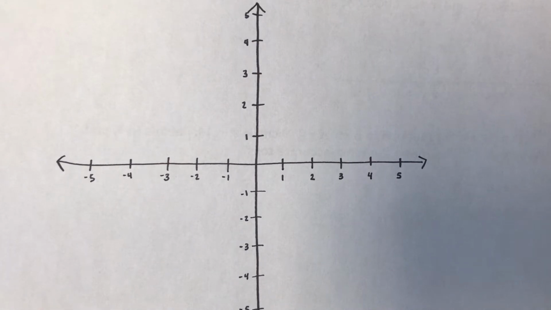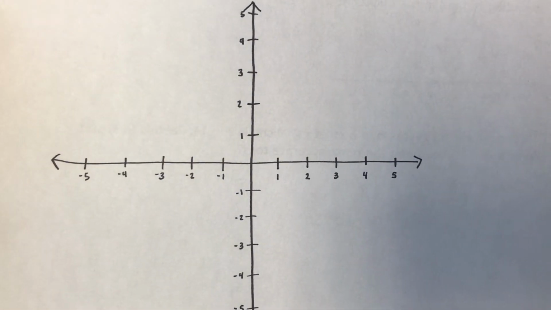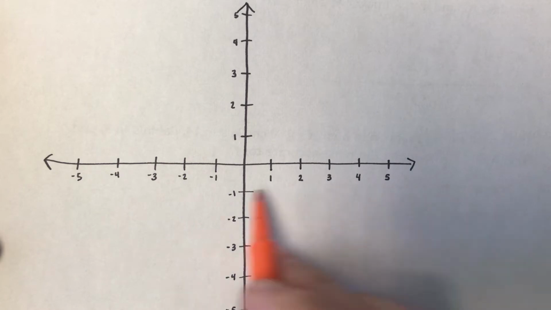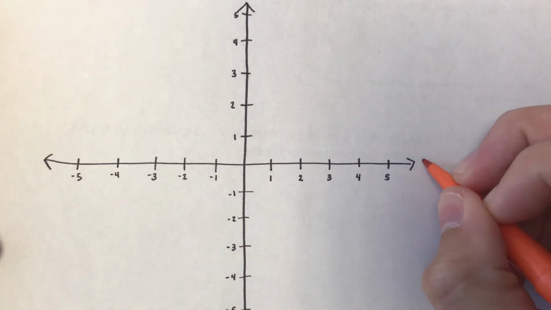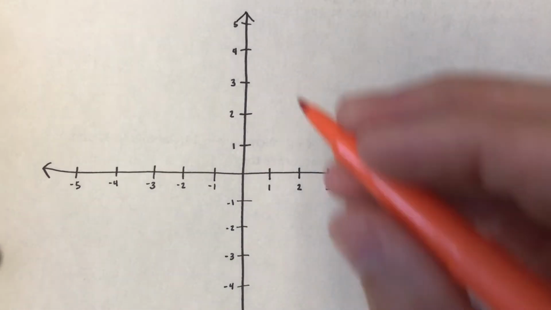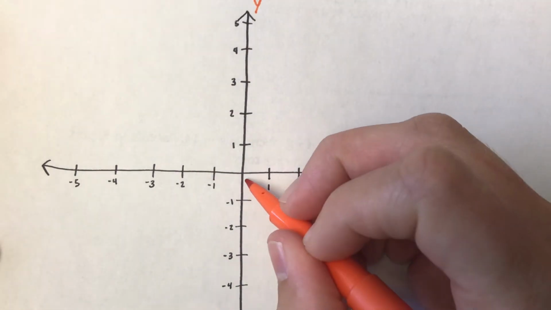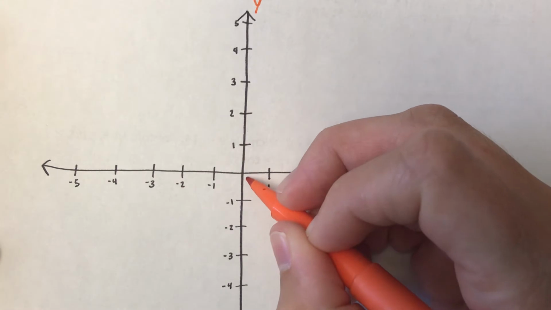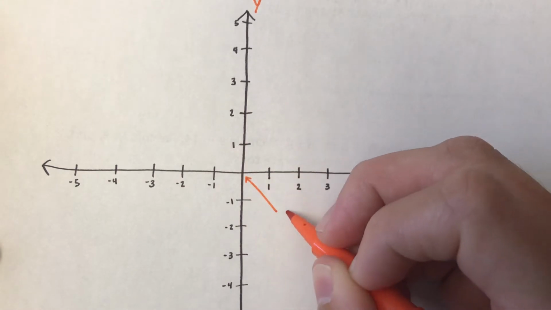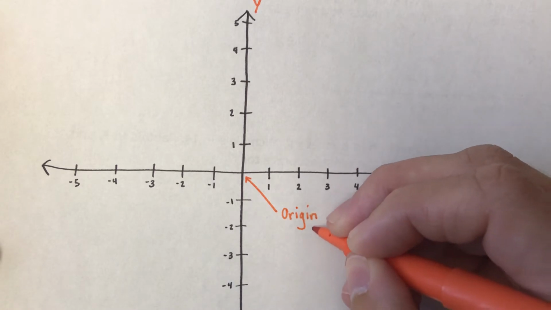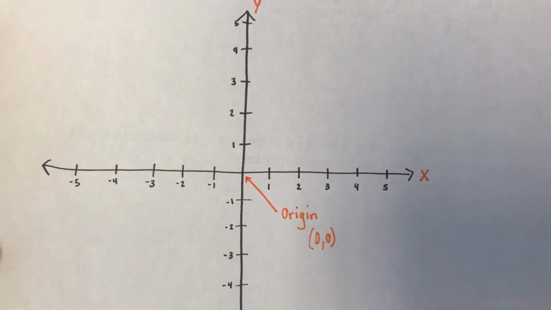Alright, so this is a coordinate plane. I drew out some of it, but I was going to fill the rest of it in now. So this horizontal axis, horizontal is side to side, this would be your x-axis. And then the vertical one would be your y-axis. Okay? The point in the very center right here, that would be called the origin. Alright, and that would be (0, 0).